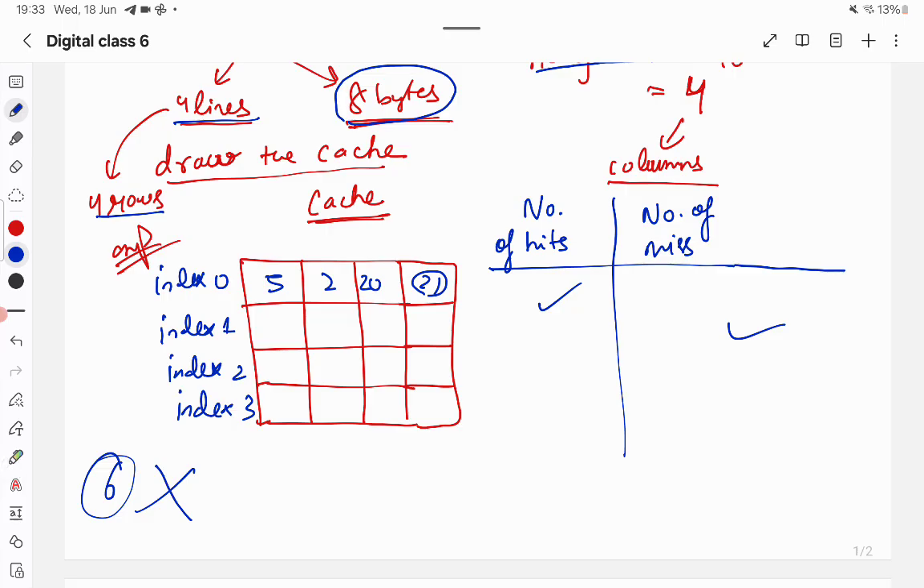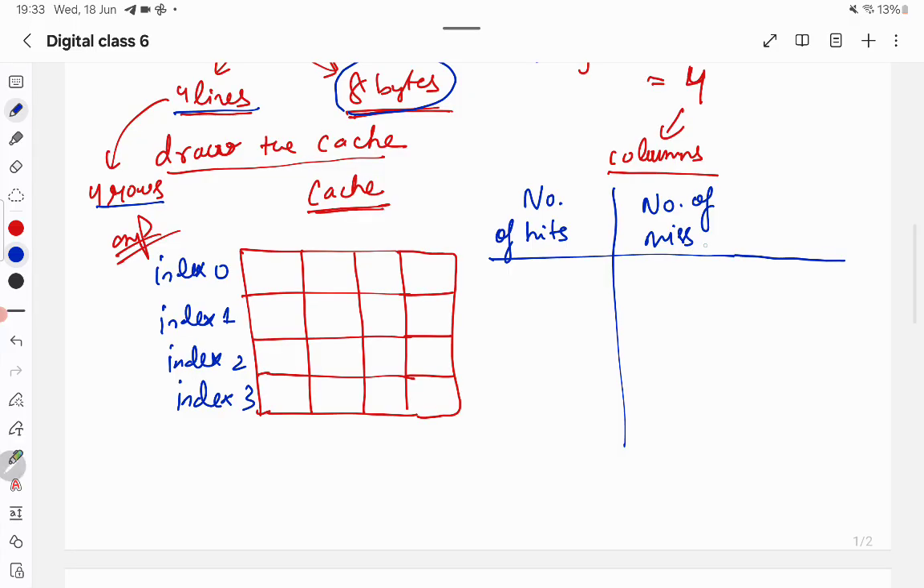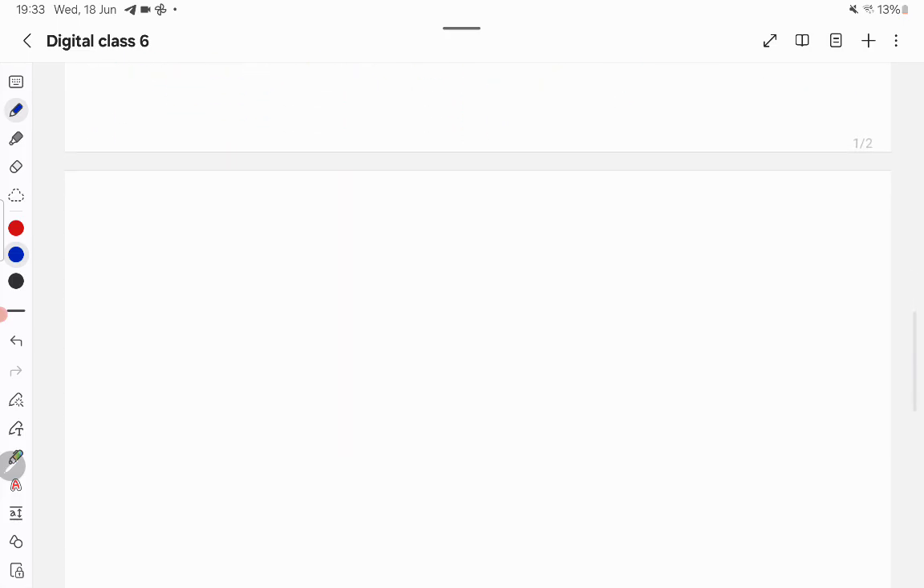This data I randomly wrote to explain the concept of miss and hit. So a hit is when we have the information in the cache, and for a miss, whenever we don't have the information in the cache, we go to the main memory and access it. Number of hits and number of misses.